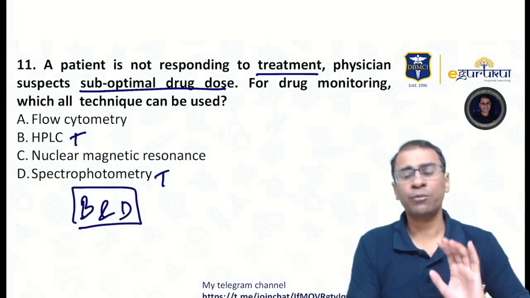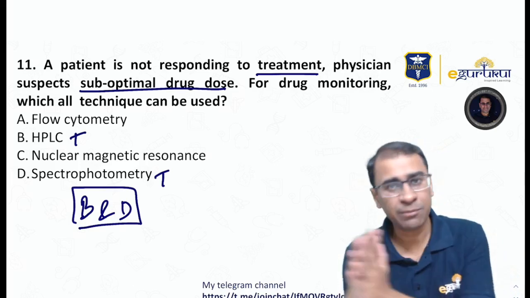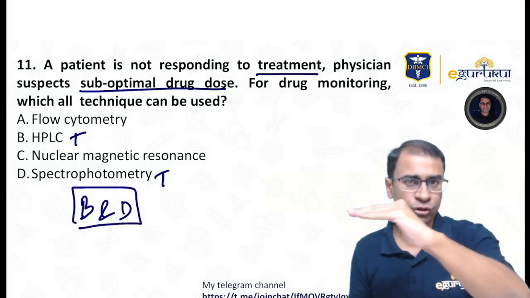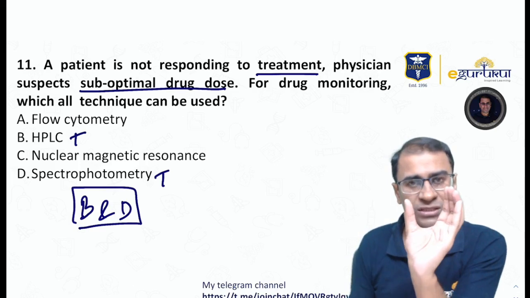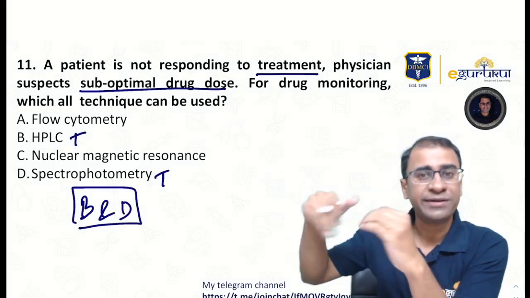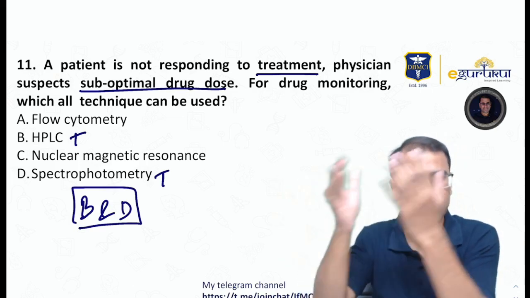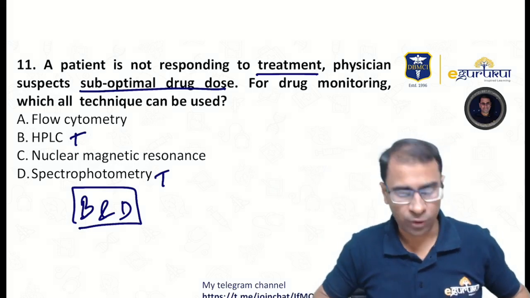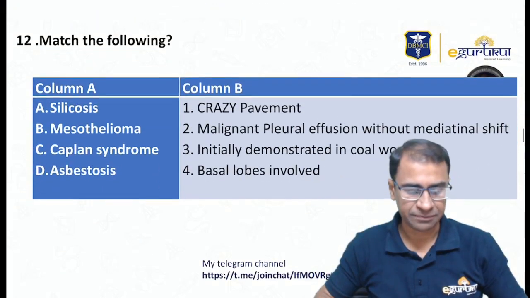Okay, spectrophotometry is just a light based test in which you pass light through any substance, and the amount of light passing through tells you the concentration of that substance in the given solvent. Okay, so you can use both B and D.